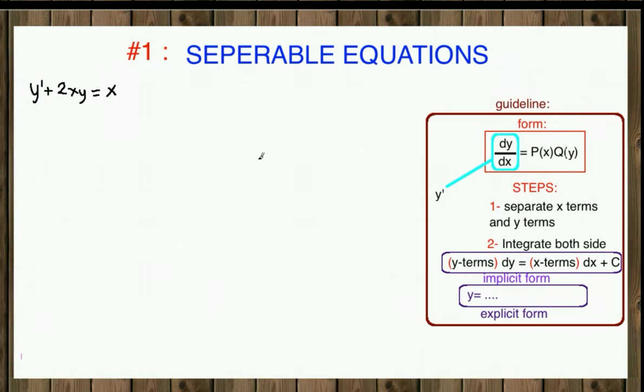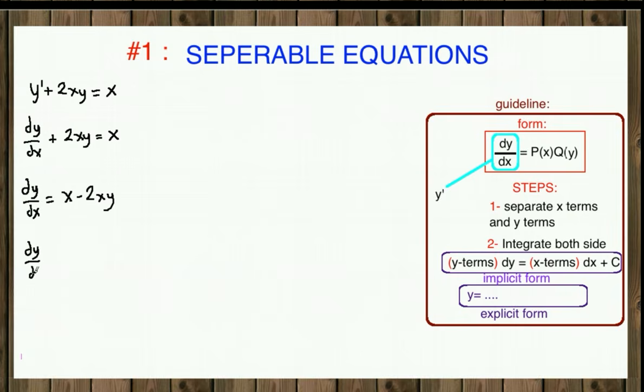Our first step is to convert y prime to dy/dx. Let's do that. So dy/dx plus 2xy equals x. Our second step is to subtract 2xy from both sides. So what we're going to get is dy/dx equals x minus 2xy. Now we're going to factor out x and isolate each variable.